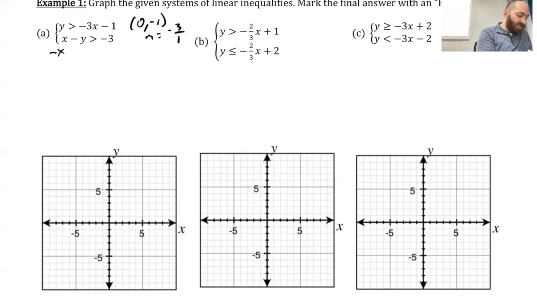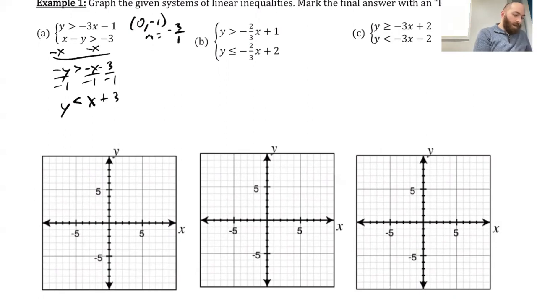The second equation needs to be rewritten. So I'm going to subtract x from both sides so that -y is greater than -x minus 3. Divide everything by a -1, and that flips my sign, so it's going to be y less than x plus 3. Okay, so this means I'm crossing at 0, 3, and my slope is 1/1.